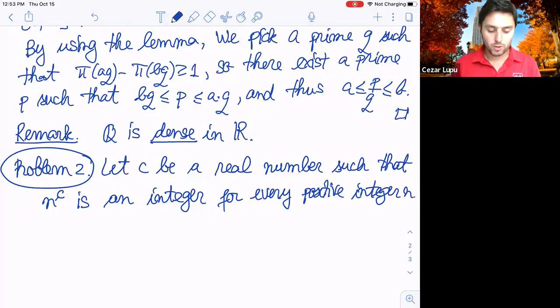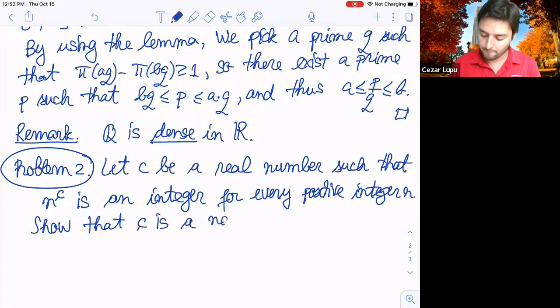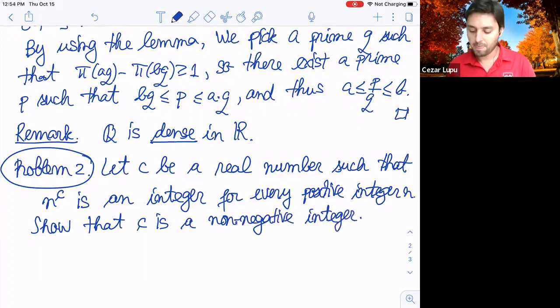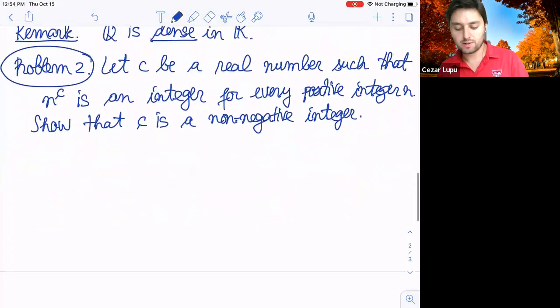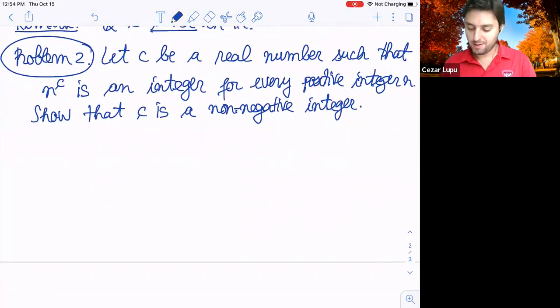Okay? Show that this real number C is in fact a non-negative integer. I want you to look at this problem for a bit, and I should mention the source as well. This was a Putnam A6 1971.